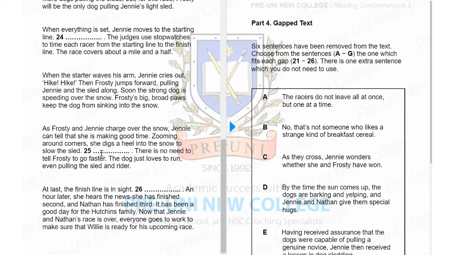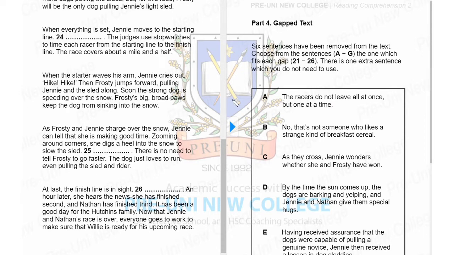Okay, the next blank is again skipping a paragraph that talks about the beginning of Jenny's race, and this paragraph says, "As Frosty and Jenny charge over the snow, Jenny can tell that she's making good time. Zooming around the corner, she digs a heel into the snow to slow the sled." We have the blank here, and it says, "There is no need to tell Frosty to go faster. The dog just loves to run, even pulling the sled and the rider."